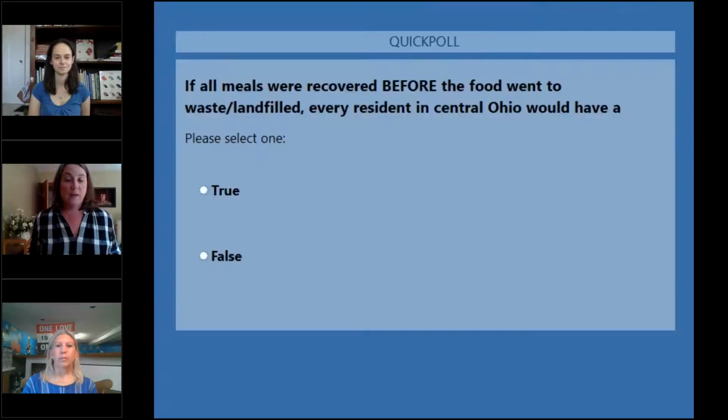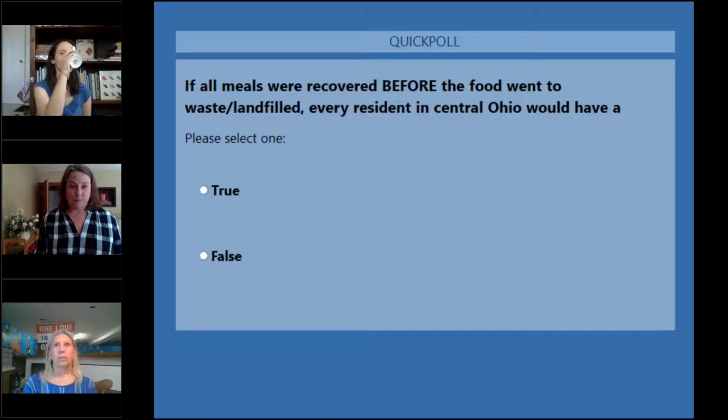All right, so now it's time for our trivia question for the day. I'm going to go ahead and launch this poll, and if I could get everyone to select the answer that they think is most appropriate. So the question today is: if all of the potential meals that are landfilled each year in Central Ohio were recovered before the food went to waste and were instead made into meals, we would have enough to provide every meal missed by Central Ohio residents. Is that true or false? Looks like I have about 50% of people's votes in, so I'm going to give it a couple more seconds, then I'm going to close it out.